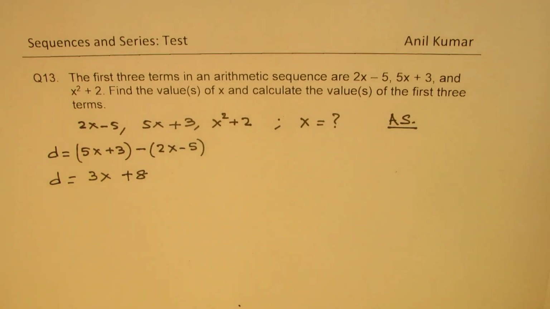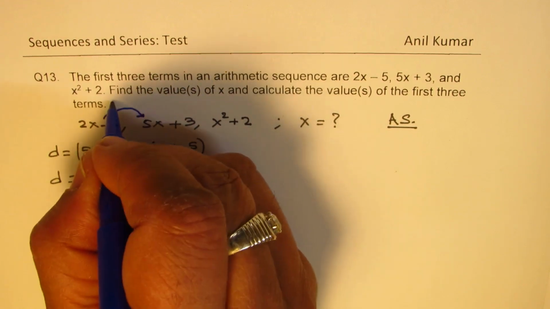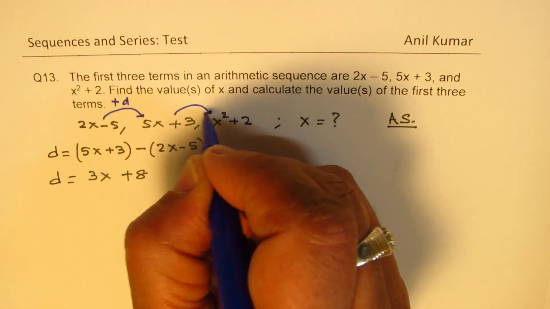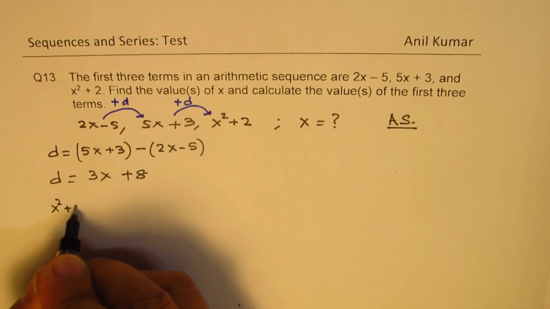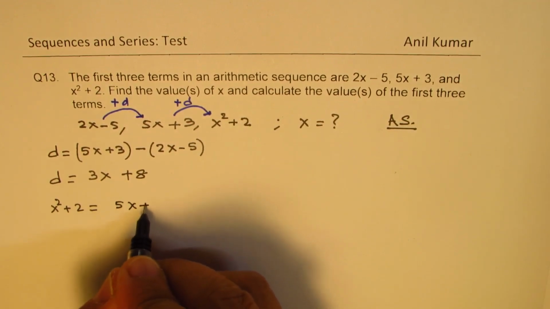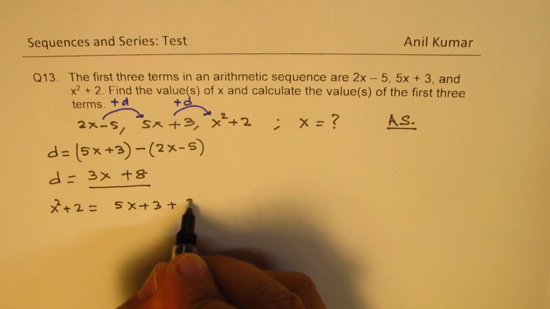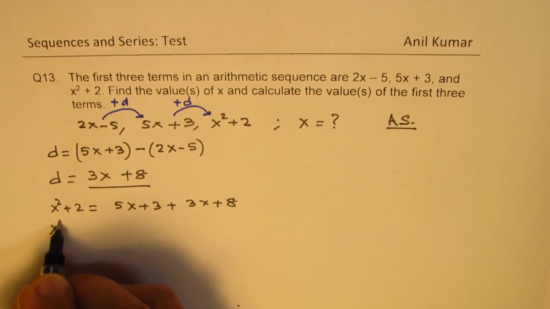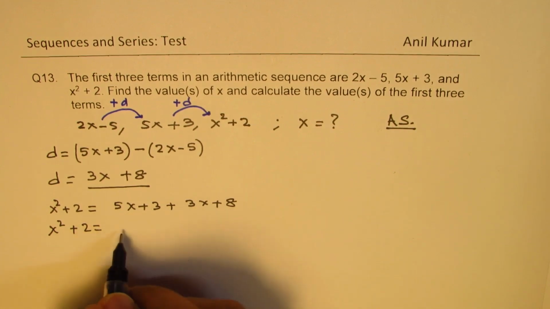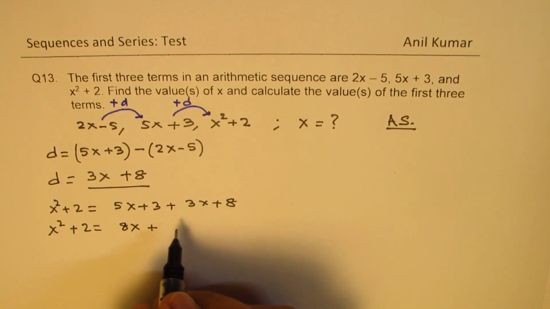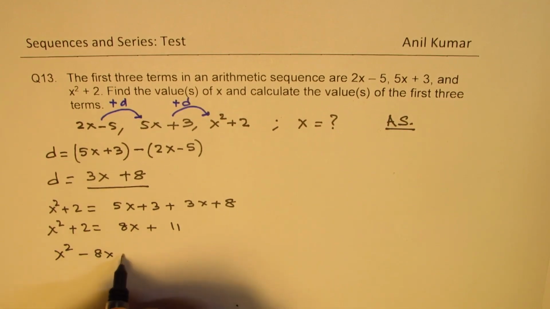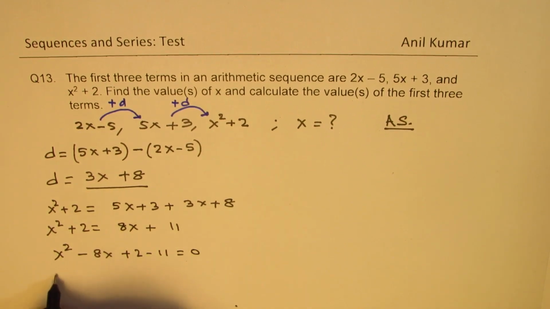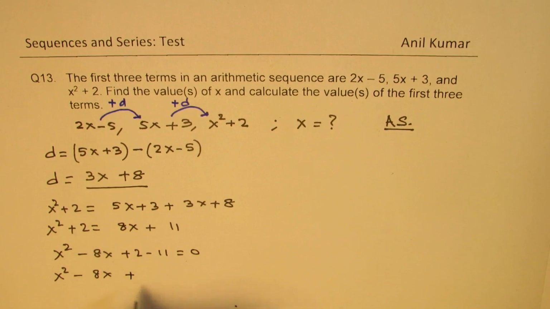So that really means that from this term to this term is plus d, right? So here also, when I move, I have to add d to get x squared plus 2. Now that really means that x squared plus 2 should be equal to 5x plus 3 plus d, right? Which is 3x plus 8. So we have x squared plus 2 equals 8x plus 5 plus 8, which is 11. And we have a quadratic equation, x squared minus 8x plus 2 minus 11 equals 0, or x squared minus 8x minus 9 equals 0, right?